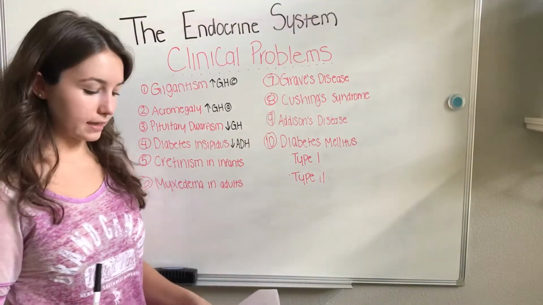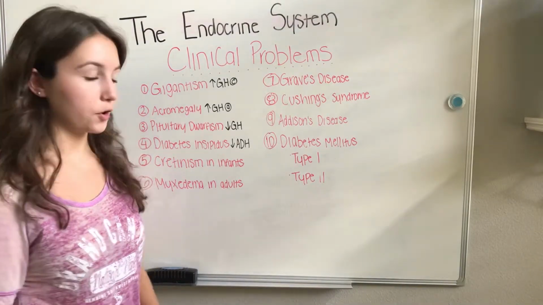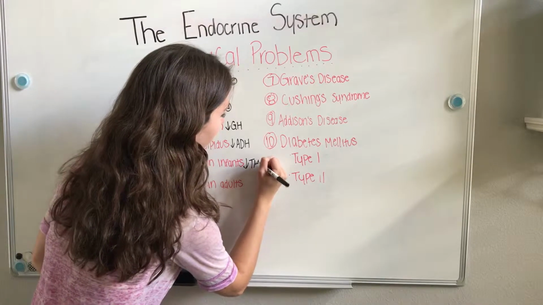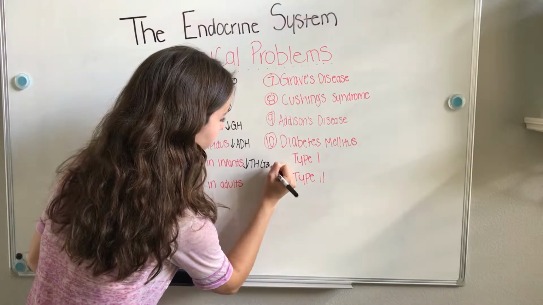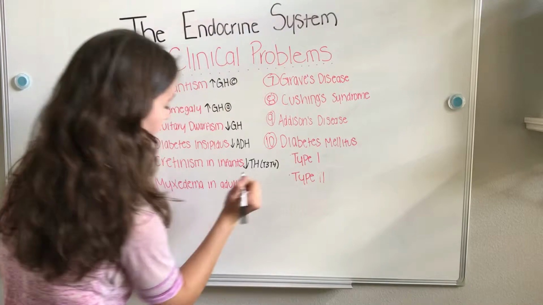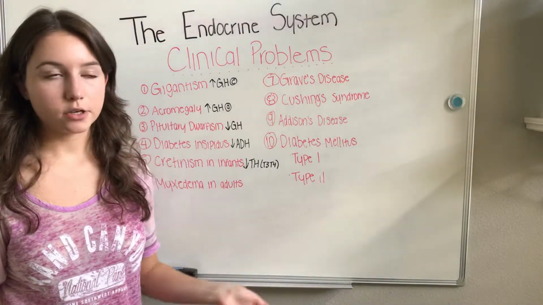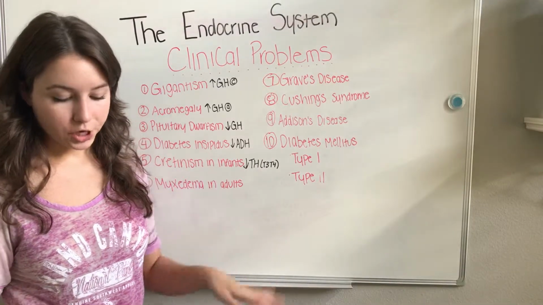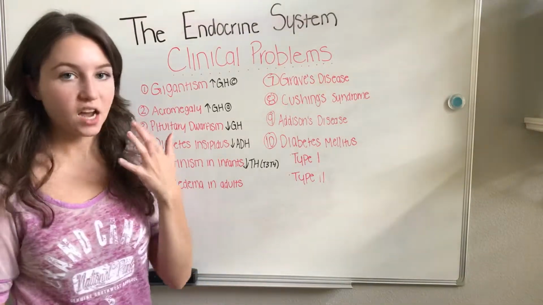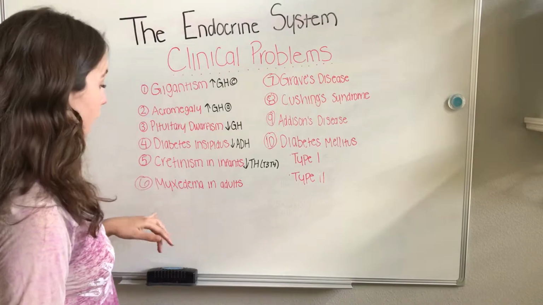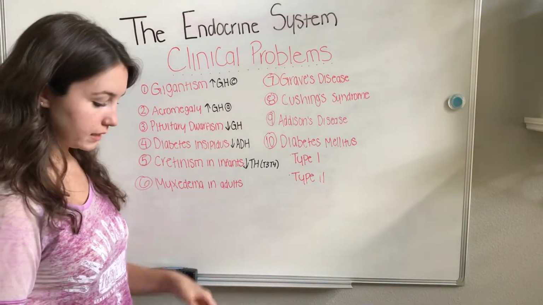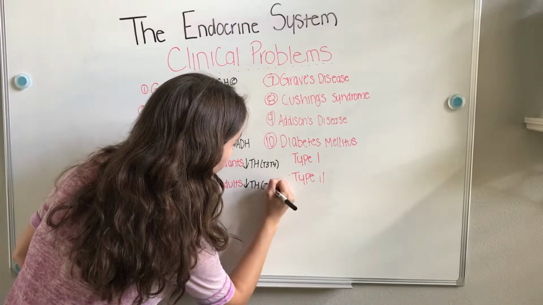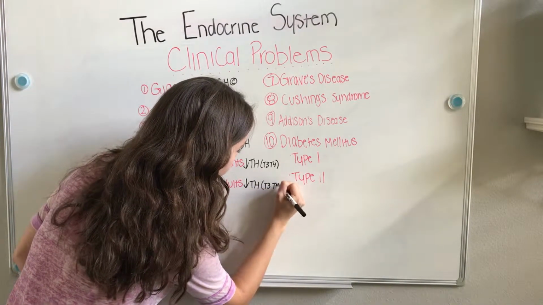Cretinism in infants is a hyposecretion of thyroid hormone. So a hyposecretion of thyroid hormone, also known as T3, T4. Some characteristics of this would be the infants would be mentally challenged, or they would have thickened tongues and thickened necks. And then myxedema in adults is also the hyposecretion of thyroid hormone, T3, T4.